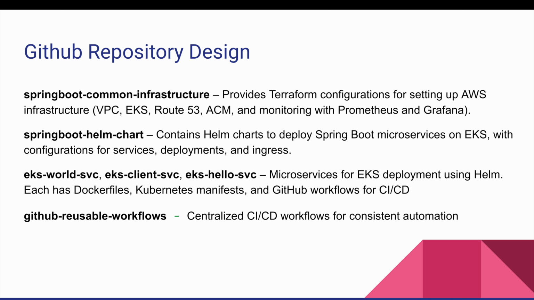Next, let's talk about the Helm chart repositories. If you have worked with Kubernetes, you know that Helm is a package manager for Kubernetes. It allows you to define, install, and upgrade even complex Kubernetes applications using a Helm chart. So in this repo, we will create a reusable Helm chart that will define all your deployment configurations, ingress configurations, auto scaling, everything related to your Kubernetes deployment.